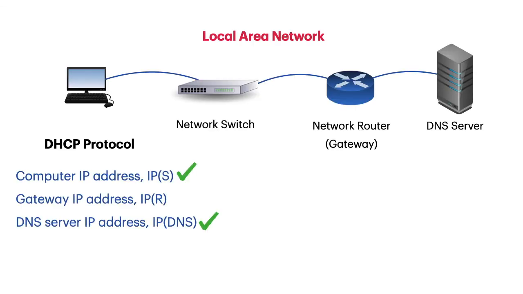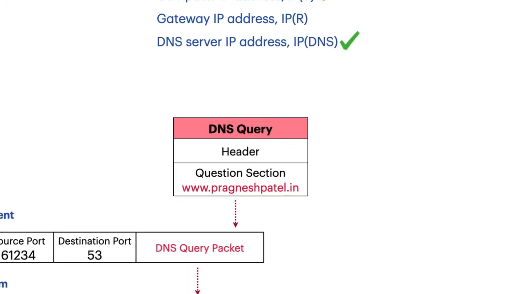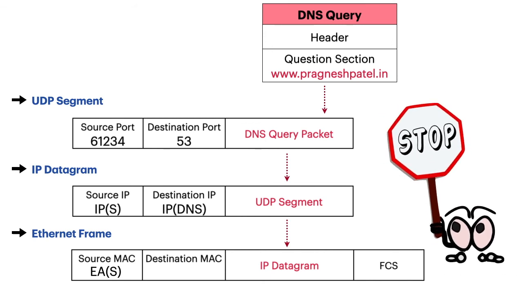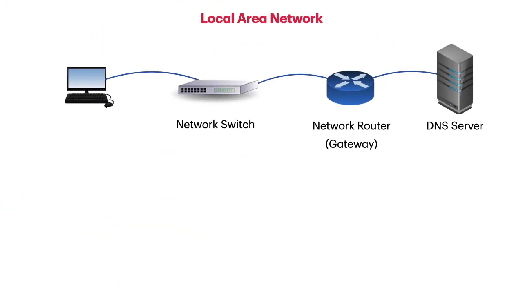Initially, the computer knows only the IP address of the gateway router, which is provided by the DHCP protocol, and not its Ethernet address. That's why the IP datagram containing the DNS query packet was queued. However, now the address resolution protocol has provided the router's Ethernet address, and it's updated in the ARP table. Finally, the Ethernet frame containing the DNS query message is transmitted to the gateway router. The gateway router then forwards the DNS query to the DNS server using its routing table.